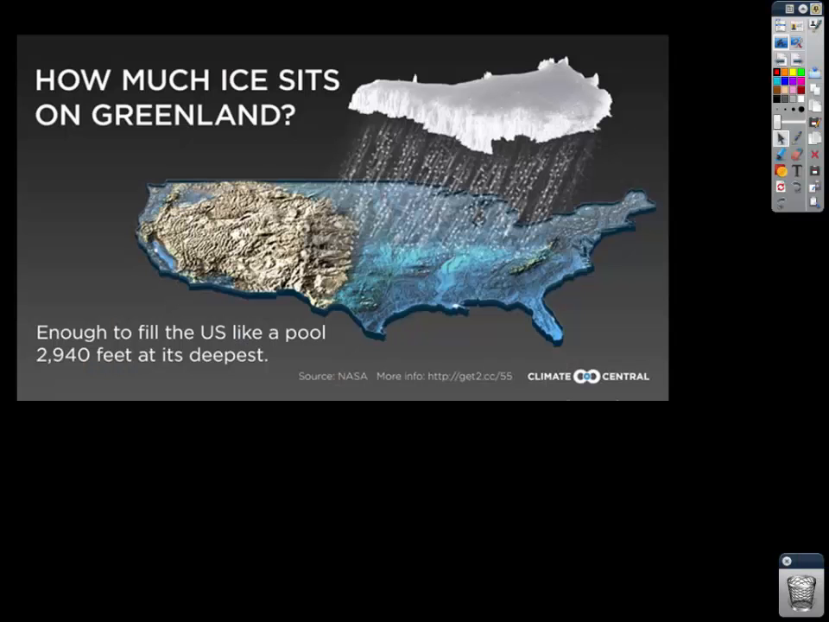So just to give you a sense of the amount of water in an ice sheet, Greenland is the world's biggest ice sheet in the northern hemisphere. Antarctica would be the largest one in the southern hemisphere. How much ice sits on Greenland? If you melted it, it would fill the United States up to 2,940 feet. All right, it would basically submerge all of North America. So that is a lot of water, is the point, locked up in ice in Greenland alone, which is melting.